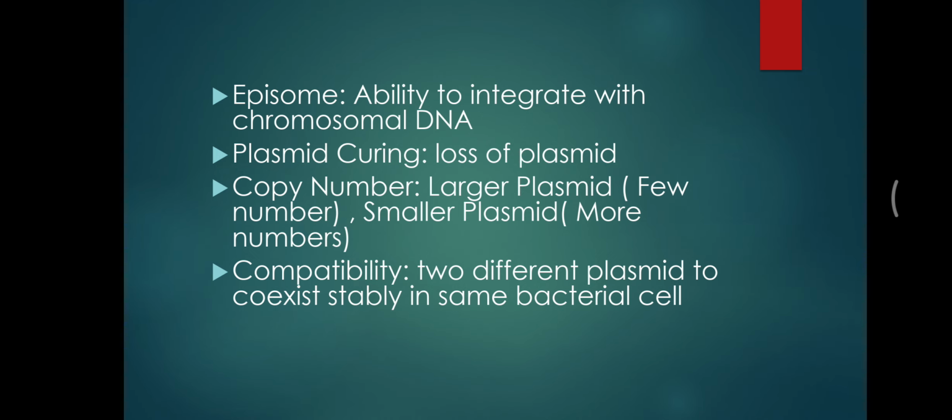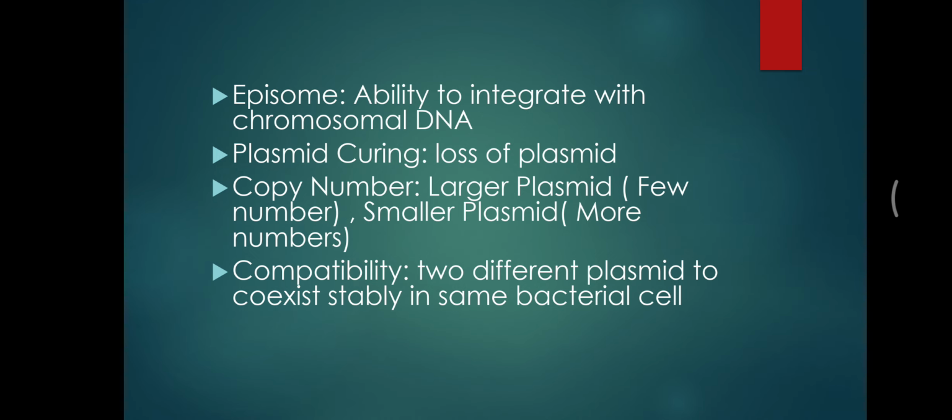Plasmids have a specific copy number. That means they are present in the cell in the form of copy number. If a larger plasmid is present inside the cell, it will be present in fewer numbers. And if a smaller plasmid is present in a bacterial cell, then it will be in more numbers. So this is the copy number.